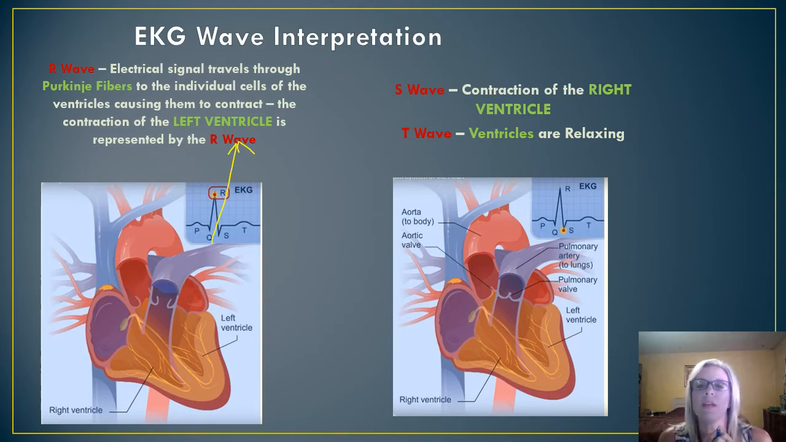So then the S portion, going from R to S, is going to be contraction of the right ventricle. And then we have the T wave here, which is going to be that diastole, the relaxation of the ventricles.